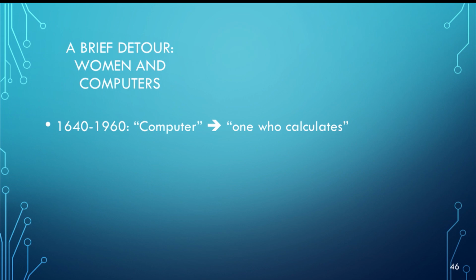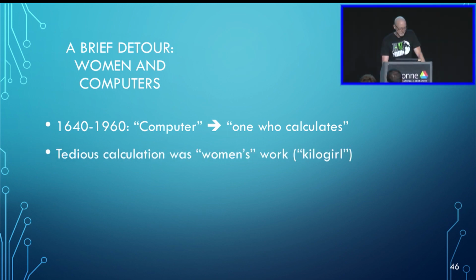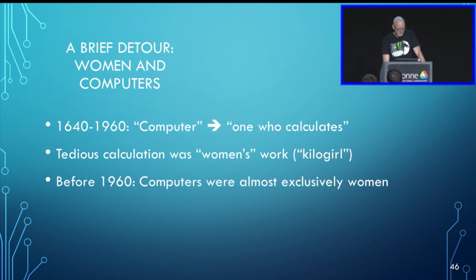So real quickly, taking a brief detour about women in computing. I mentioned this earlier today, the word computer refers to one who calculates, at least it has for most of human history. I mentioned this was another one off today's little history quiz. But tedious calculation was seen as women's work, and the unit of work kilogirl was actually used in the 1940s to talk about how much manual computational effort would be required to do something.